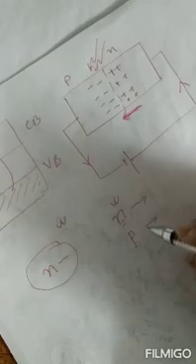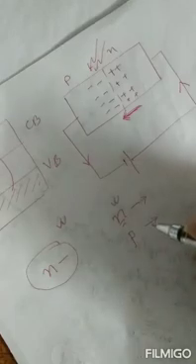Here the majority charge carriers are electrons and the minority charge carriers are holes. Let N represent the number of free electrons per unit volume in the N type crystal, and P represent the number of holes per unit volume of the N type crystal. Since it is an N type crystal, the number of electrons is more than the number of holes.